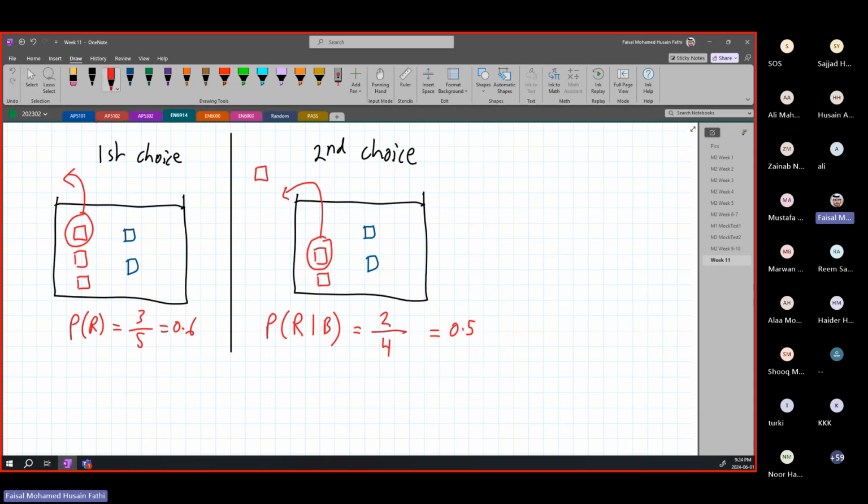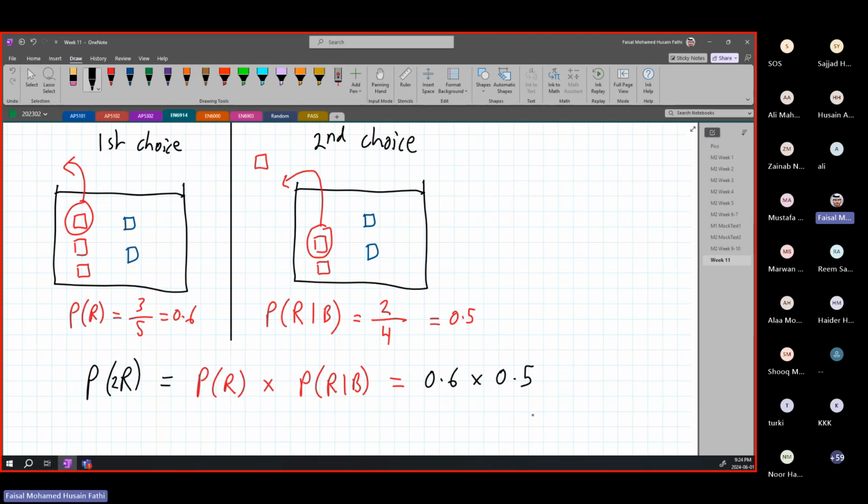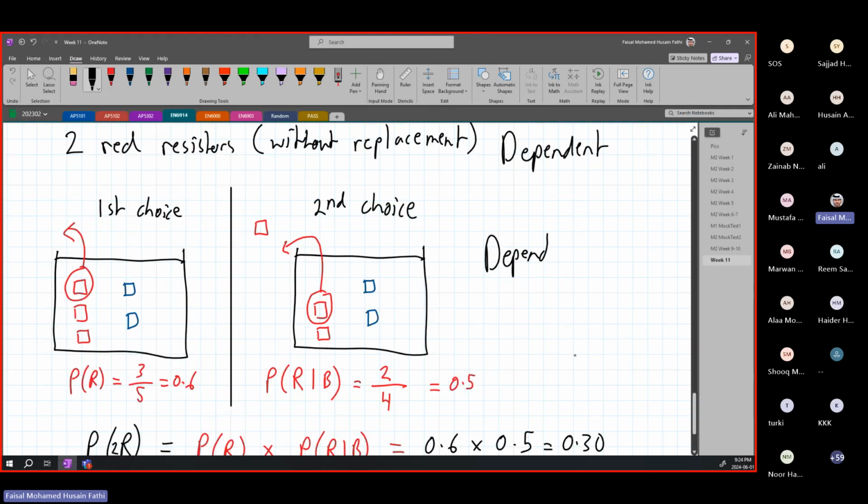So now when I'm trying to find the total probability of 2 red, it is going to be the probability of red times the probability of red conditional. In other words, this is going to be the P of R, which is 0.6 times 0.5. No, it's no longer 0.6 times 0.6. So this is going to be 0.30 or a 30% chance. This is known again as a dependent event, or usually they say it as without replacement.